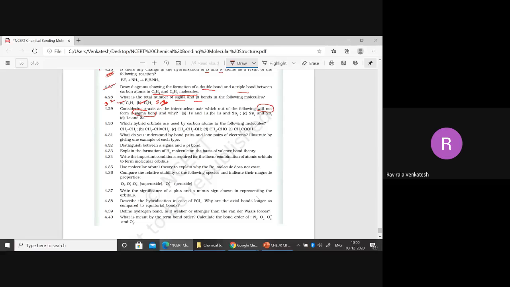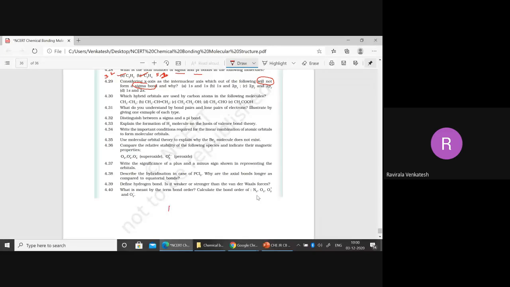1s overlapping, you observe what happened? Hydrogen, I'm drawing over here: hydrogen, hydrogen, here s orbital, here s orbital. So sigma bonding is taking place. This is happening, correct. 1s and 2p x orbital is also possible. If you observe HF, in hydrogen it is the 1s orbital only, and in fluorine the 2p orbital is involved. So definitely we'll get it here. 2p and 2py is also possible.